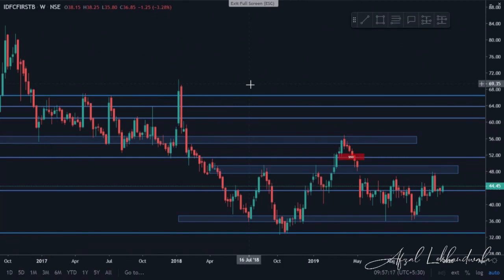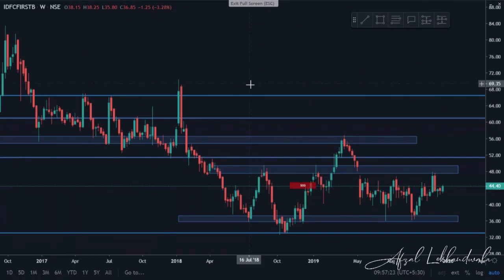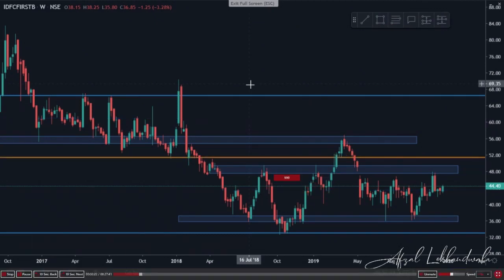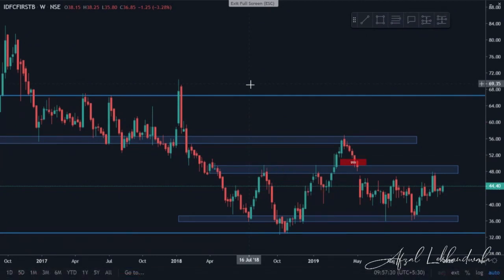Let me delete all these lines. We can press Ctrl plus Z to undo. And here we go. The first point is done. Do not draw too many lines on charts. Instead, focus on lesser lines but quality lines.